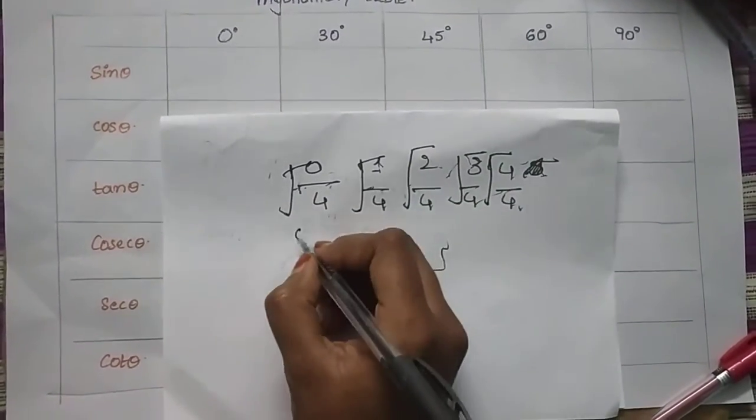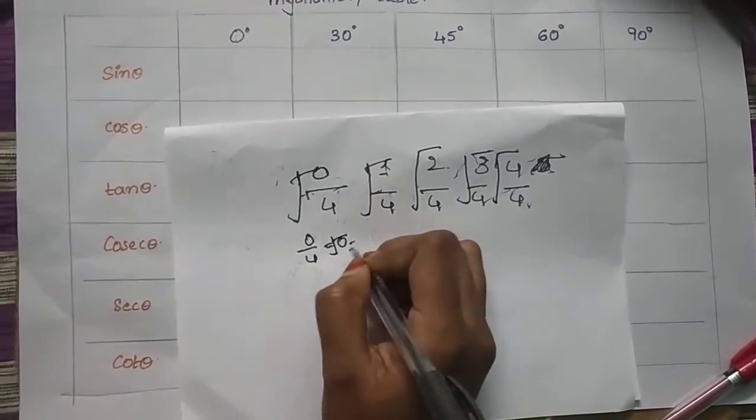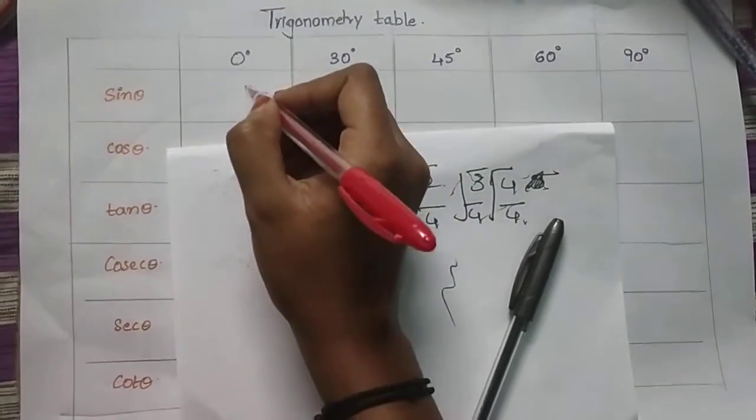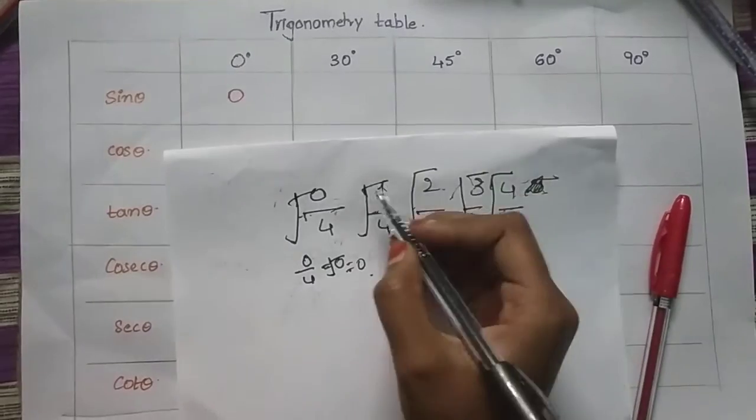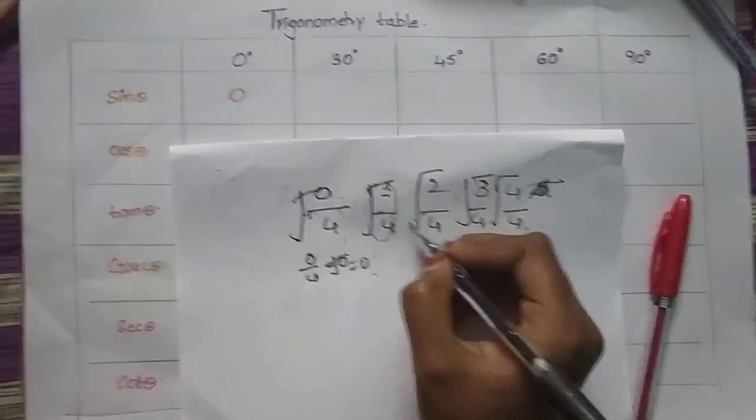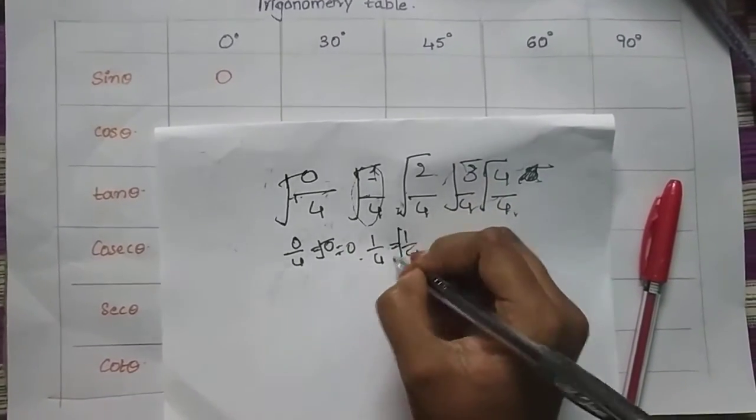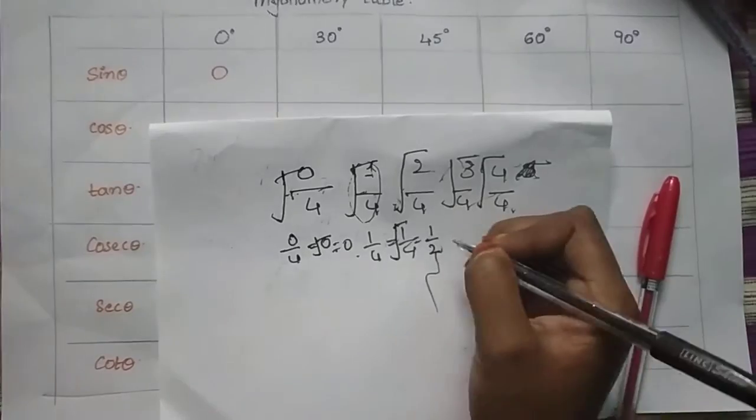So now 0 by 4 will be equal to 0. On applying root to it also gives 0. So sin 0 value is 0. And next, this is for 30 degrees. So 1 by 4 gives us 1 by 4, and on applying root to it will give us 1 by 2.